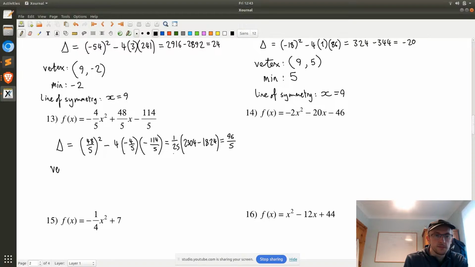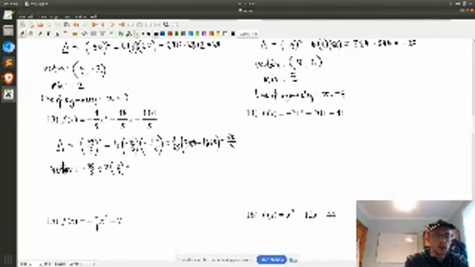So now the vertex is minus b over 2a, comma, minus delta over 4a. So 48 over 5 divided by that: the negative of that divided by the double of that. So basically 48 over 5 divided by 8 over 5. So basically 6. That's the x coordinate.